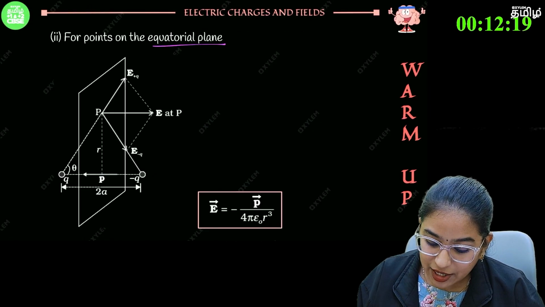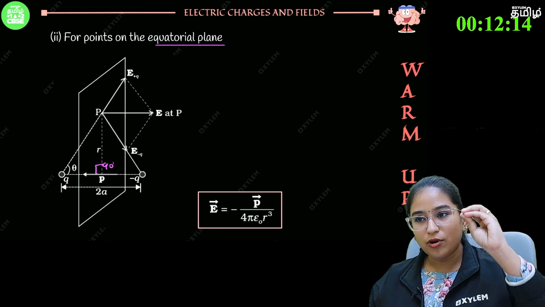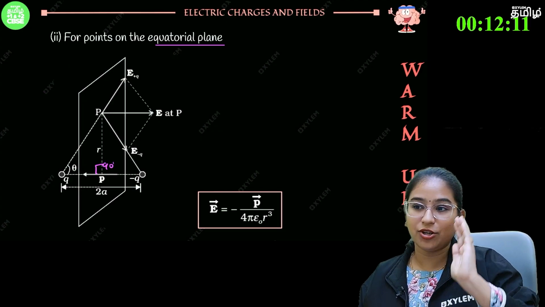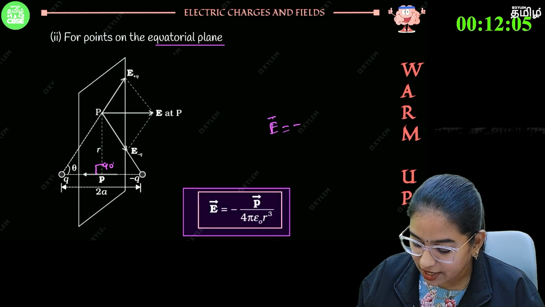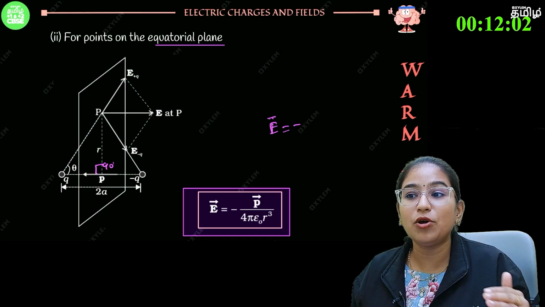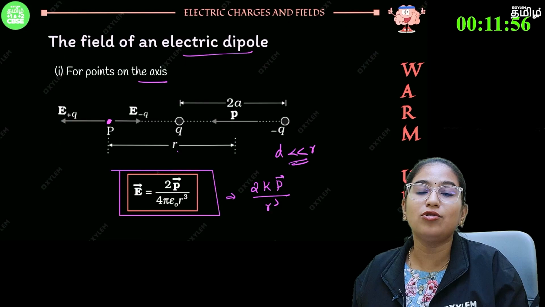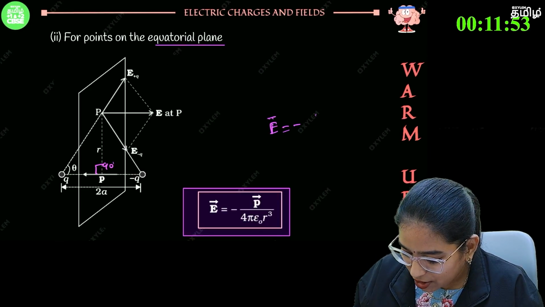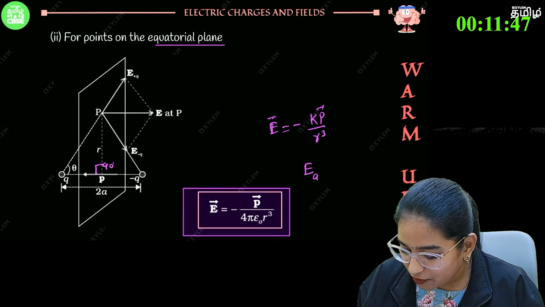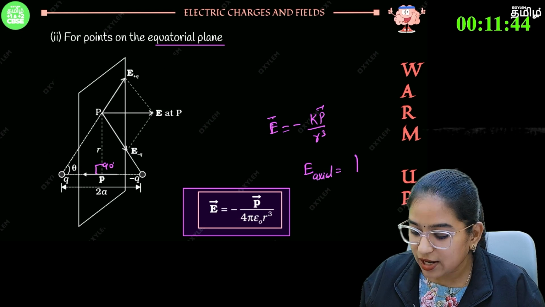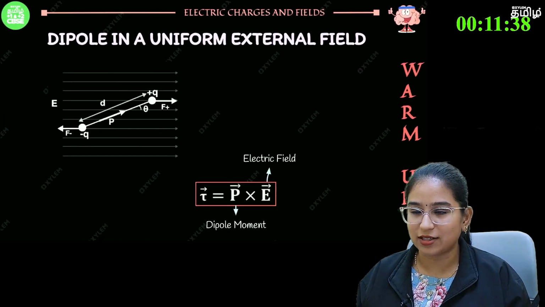And now the next one is the equatorial point, which means it is perpendicular to your dipole. Whenever we are measuring an electric field perpendicular to the dipole, this is going to be your formula, and here it has a negative sign because the net electric field will be in the opposite direction to your dipole. But in the axial case both are in the same direction, so no negative is given. So here it is kp divided by r cube. So simply we can say the axial electric field will be equal to 2 times the magnitude of the equatorial electric field. This is a simple thing you have to understand, right?